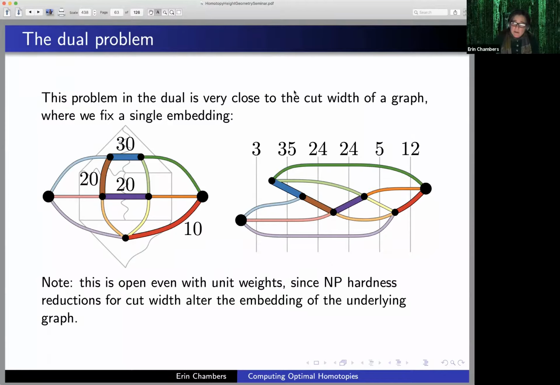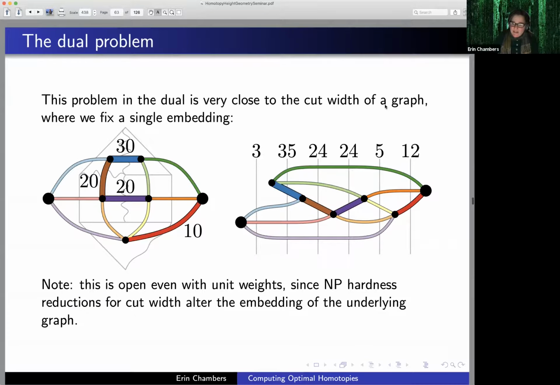Now, cut width of a graph is a bit different. So cut width is NP hard of an arbitrary graph. But if you dig into the reduction, and it takes some work to find the paper because it's not a newer paper, it doesn't keep the embedding fixed, right? It relays it out any which way.